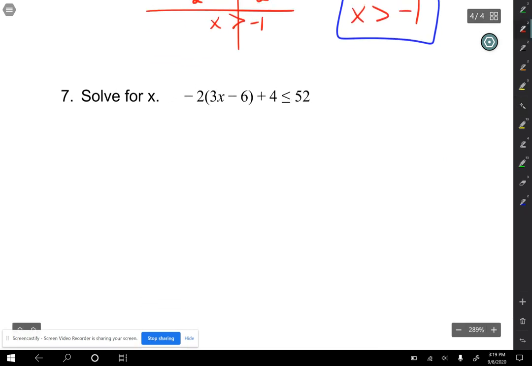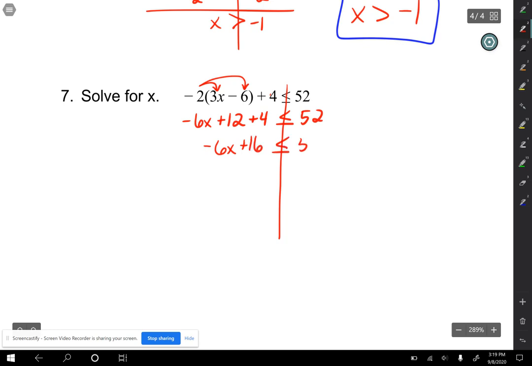All right, last question. Draw my line. Here, I'm going to distribute the negative 2 first before I start. So negative 2 times 3x is negative 6x. Negative 2 times negative 6 gives me positive 12. Plus the 4 is less than or equal to 52. Now combine like terms. Negative 6x plus 16 is less than or equal to 52.